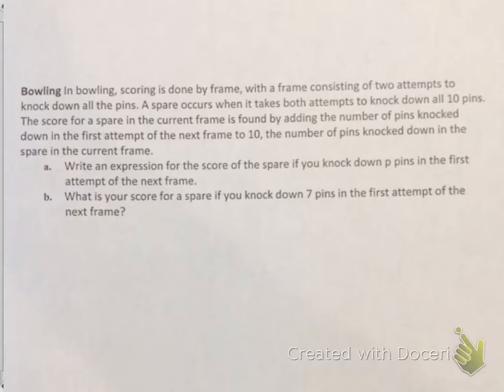All right, this last problem right here is talking about bowling. Hopefully you've been bowling before. This might be a little bit confusing. It says bowling. In bowling, scoring is done by frame, with a frame consisting of 2 attempts to knock down all the pins. A spare occurs when it takes both attempts to knock down all 10 pins. The score for a spare is the current frame, and then you add the number of pins knocked down in the first attempt of the next frame. So up to 10 is the number of pins knocked down in the spare in the current frame.